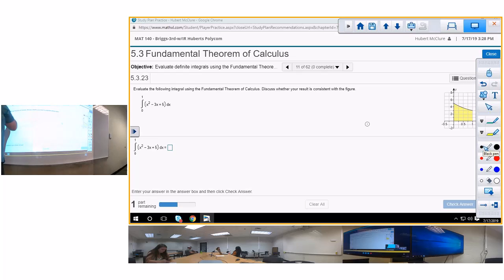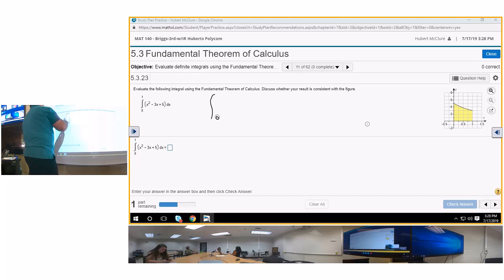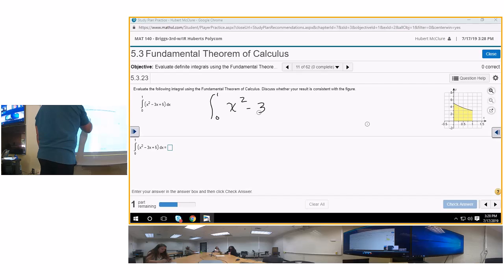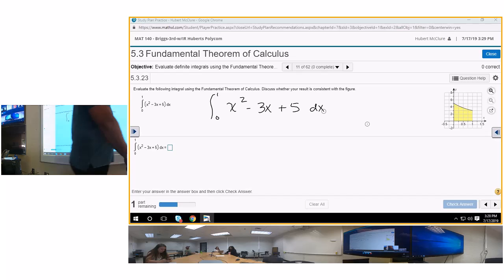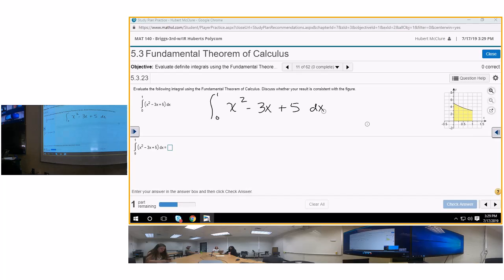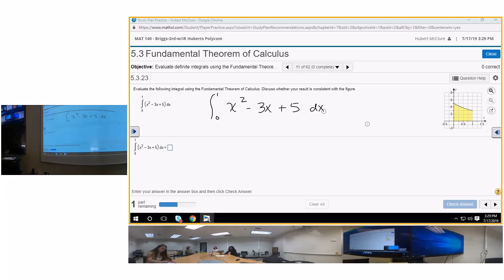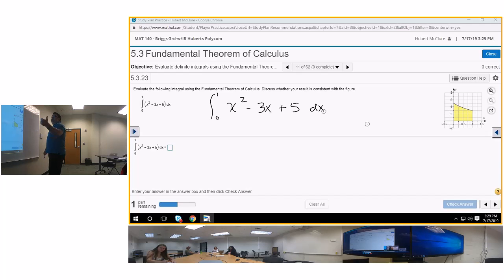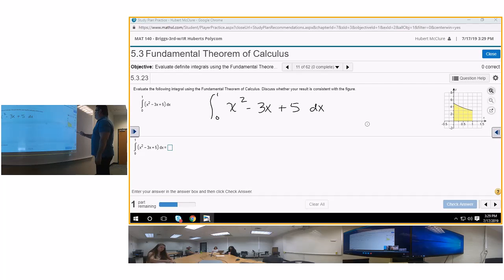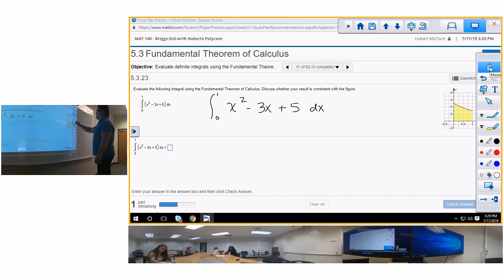Okay. All right. From 0 to 1, x squared minus 3x plus 5 dx. Is this a definite or indefinite integral? Definite. Why? Because it has parameters. Your lower limit is 0. Your upper limit is 1. Here is a picture. Should you look at the picture? Yes, you should.